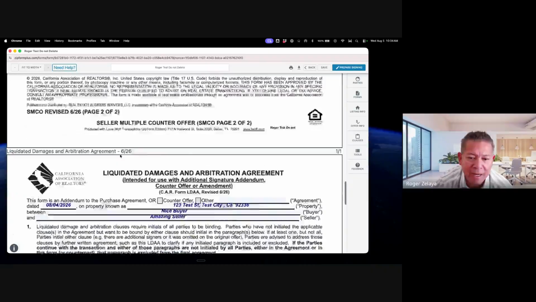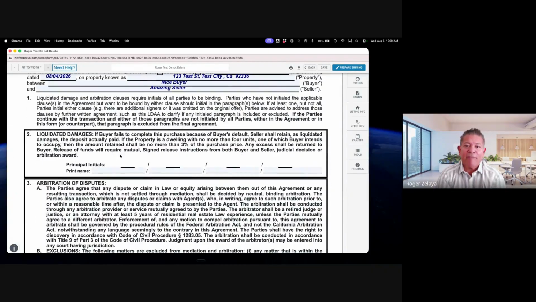And if we read it here real quick, right? If buyer, let's just talk about a $1 million purchase price, and we're going to say $10,000 deposit, which is 1%, right? And the liquidated damages says the following: if the buyer fails to complete this purchase because of buyer's default, seller shall retain as liquidated damages, assuming that you've already removed all contingencies, right, the deposit actually paid.